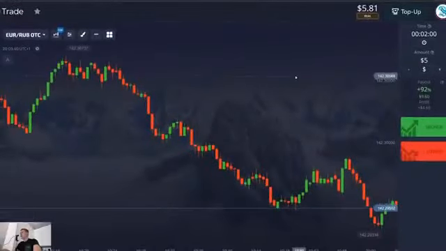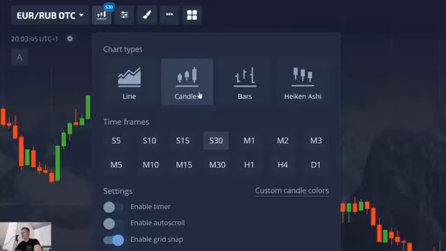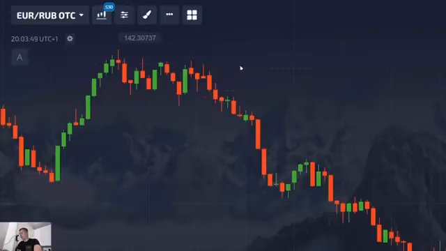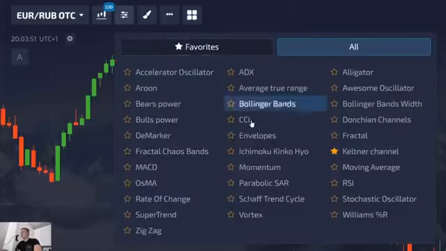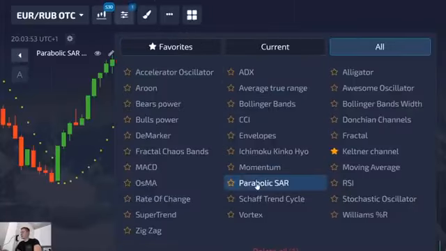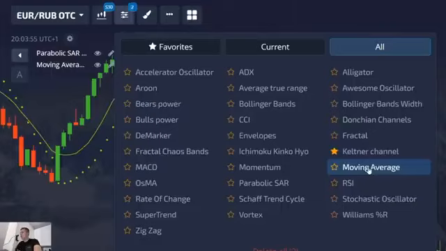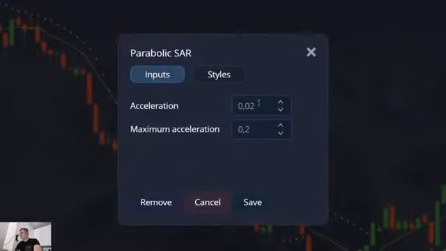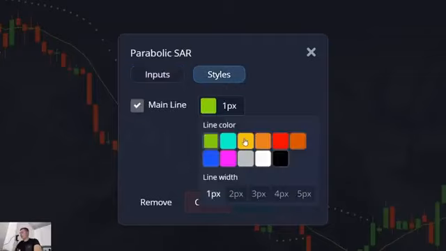My friends, as usual, we start working with the settings for the platform, and this strategy requires changing absolutely everything. It's very interesting. Market type candles, time frame 30 seconds. In the indicator section, I turn on the parabolic SAR and moving average twice, and as usual, I set up each indicator in turn very carefully. For the parabolic indicator, I change the acceleration to 0.01, the maximum acceleration is 0.3, and I will make this indicator yellow color by 2 pixels.